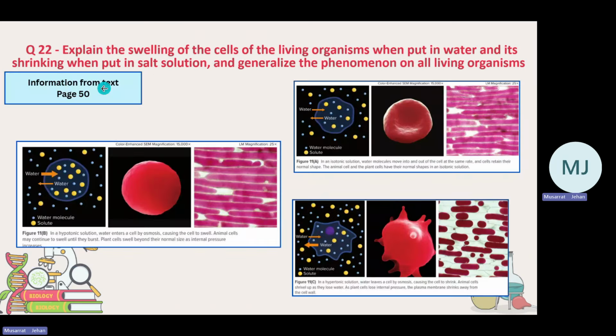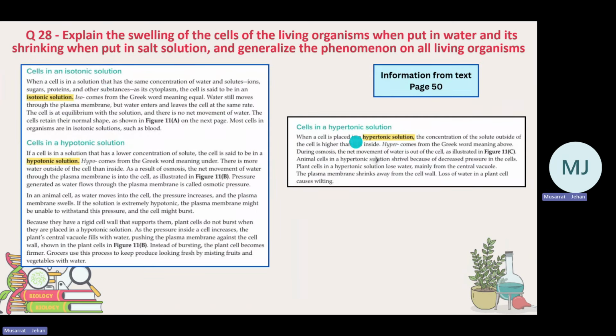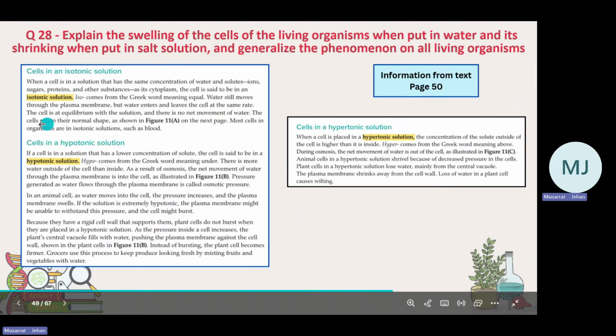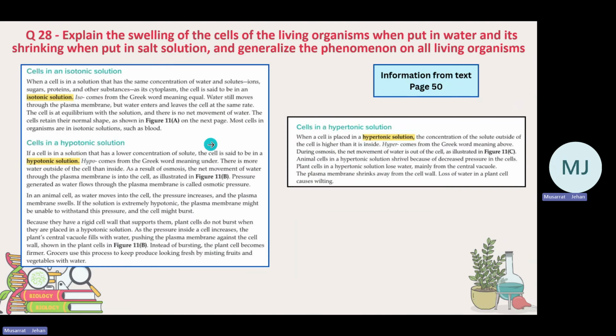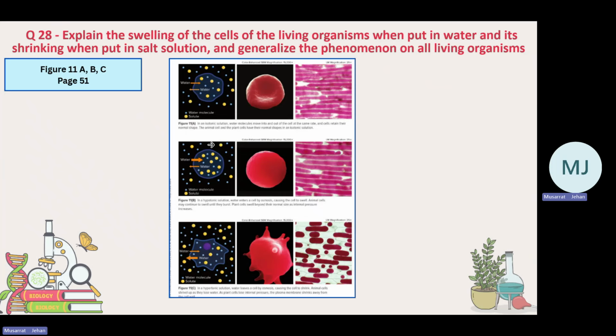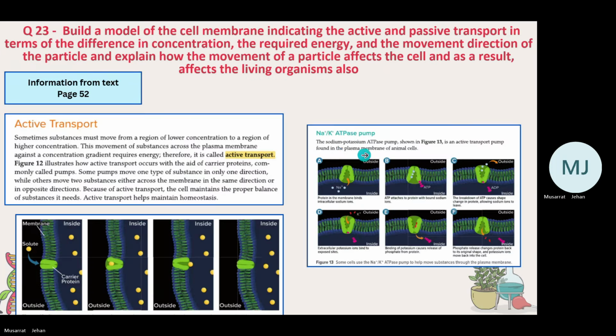This was question 22. Then question 28 again is talking about the same thing which I explained to you. So there are 2 questions on hypertonic, isotonic, and okay, 28. This is the same I've already explained to you. Then question number 23, it's talking about information from text page number 52, that is active transport.